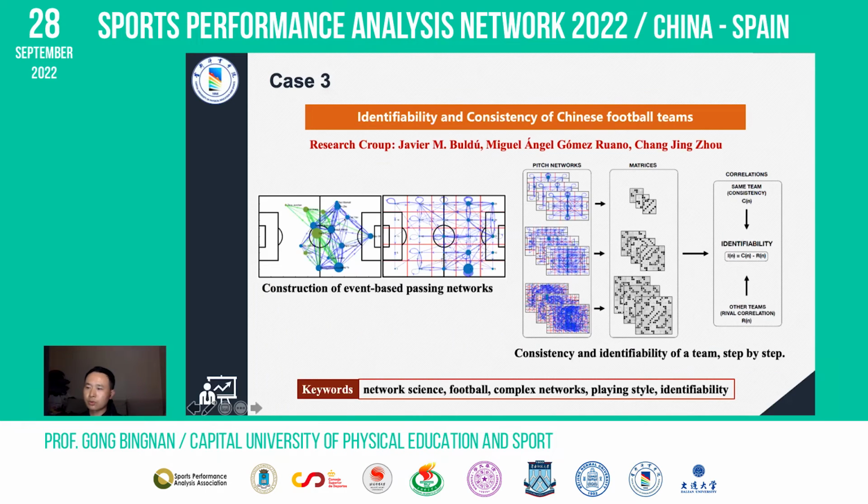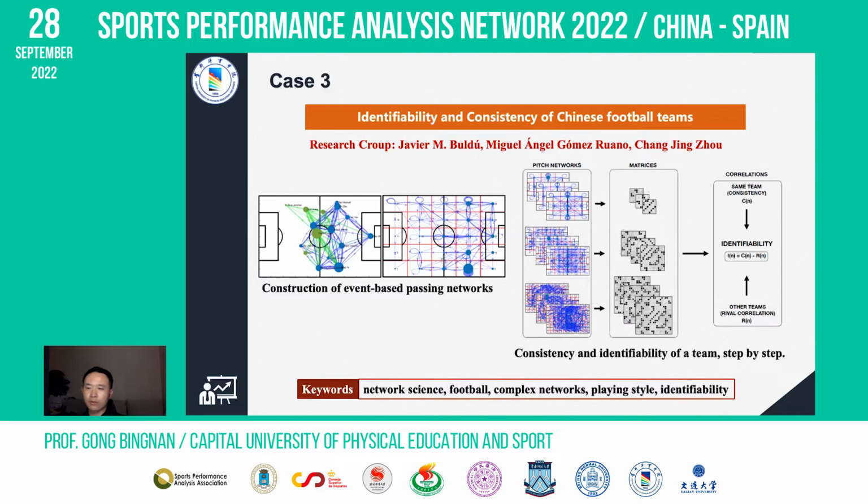So let's move to the third study. About the third study, I would like to thank Professor Javier and Miguel and Joe for their selfless help and support. Based on the previous studies, the data sample, for example in La Liga, we can say for sure that the top ranked teams did have better consistency and identifiability across the season.